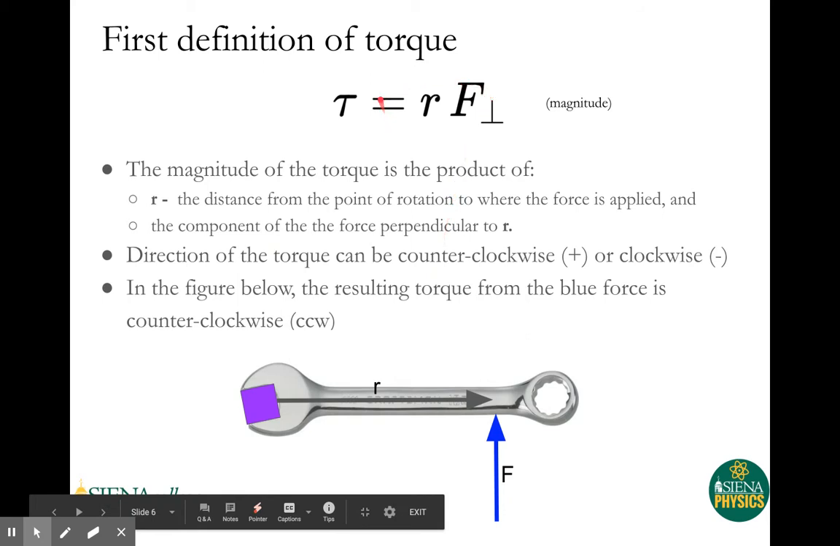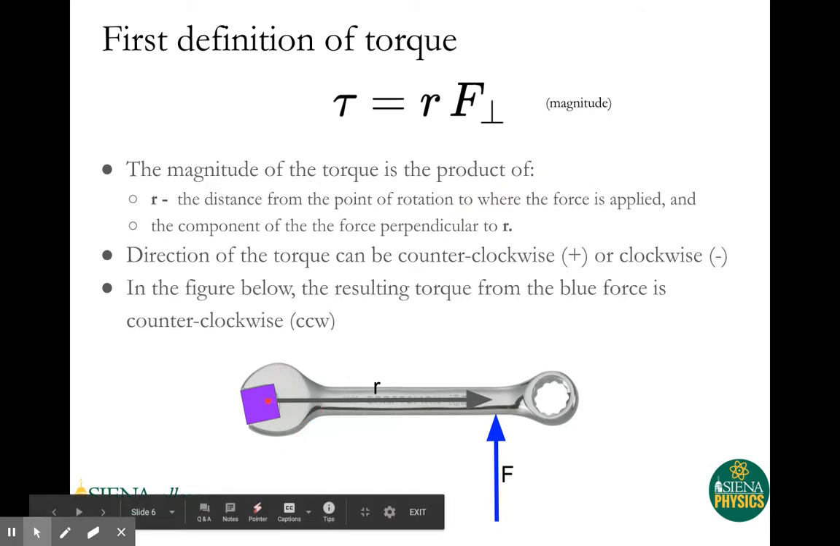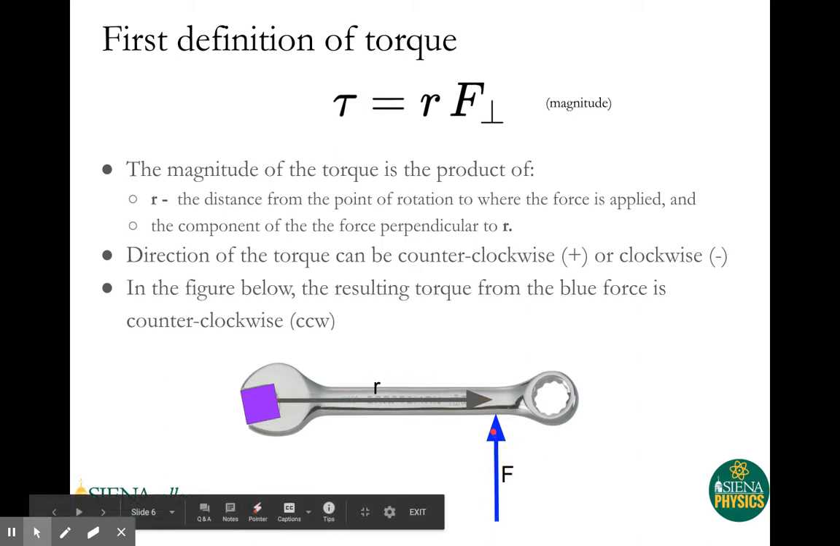So this brings us to our first definition of torque. Torque is represented with this character here, the Greek letter tau. And it's the distance r from the point of rotation to where the force is applied times the perpendicular component of the force. And this equation gives us the magnitude. So again, here's our wrench example. r is the distance from the pivot point to where the force is applied, and then there's our force.